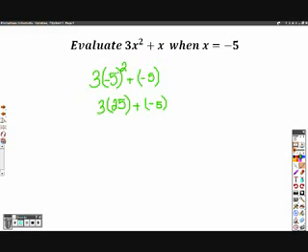Okay? Now, we're going to keep trying to clean this up. 3 times 25 is 75. And you see how we have this plus negative right here with this 5? When you have a plus and a negative right beside each other, that really changes to a big old minus. So we really have 75 minus 5. If we finish this up, 75 minus 5 is 70.